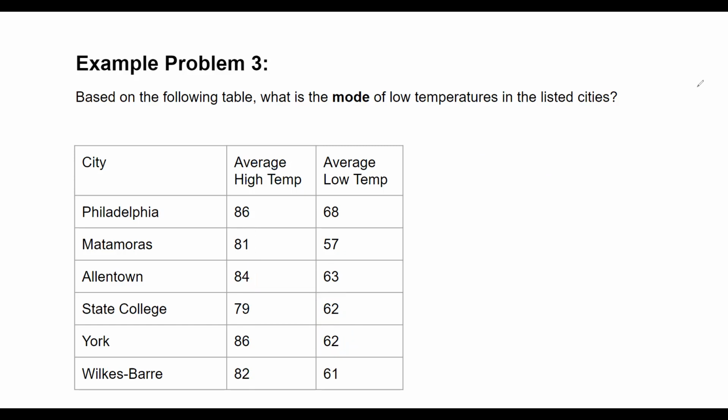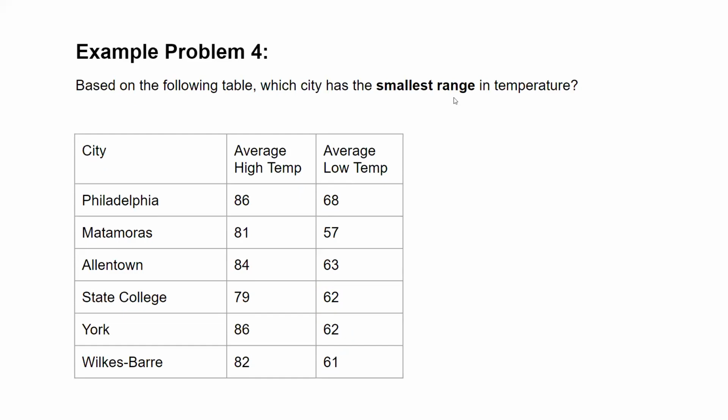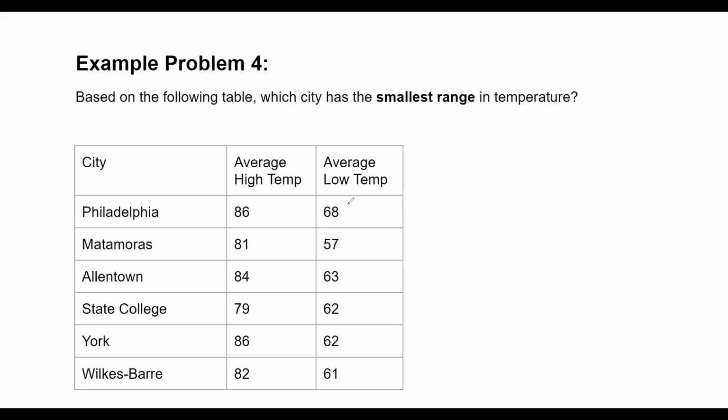Final problem. You might have guessed, we're talking about the range. But this question's a little different. Which city has the smallest range? So we can actually calculate a range with just 2 numbers, the high temperature and the low temperature. So in this case, what we're going to do to find the one that has the smallest is just subtract each one. So for Philadelphia, it would be 86 minus 68. That is a range of 18.